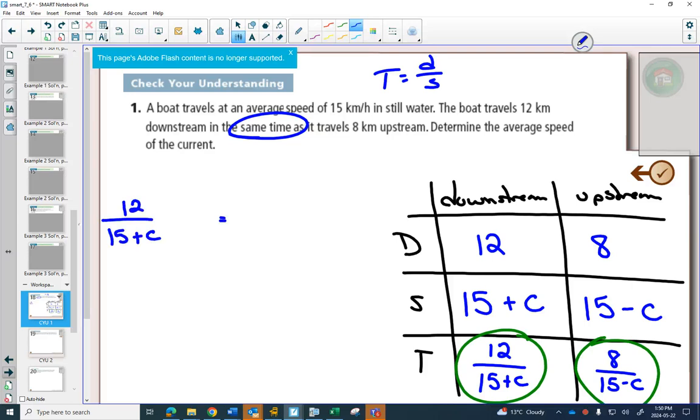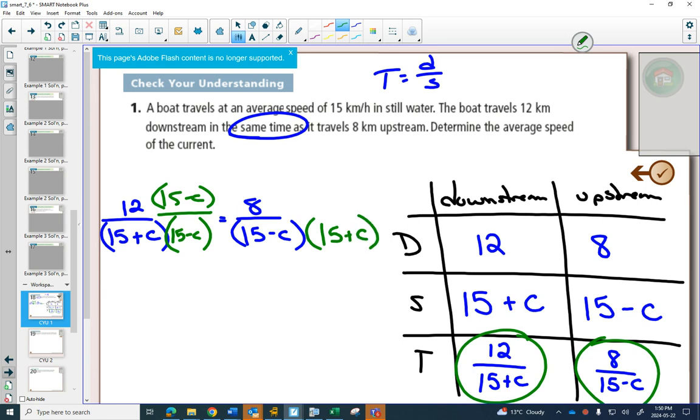And once again, I'm going to strategically leave some space. These would get grouped together, because if I'm solving an equation, I like to get my denominators the same. I look at them, they currently are not the same. So this one's missing the 15 minus c, and this one's missing the 15 plus c. Now that I have my denominators the same, I can multiply both sides by that denominator, which in essence would get rid of my fractions.